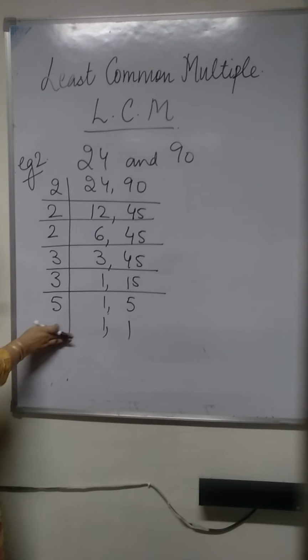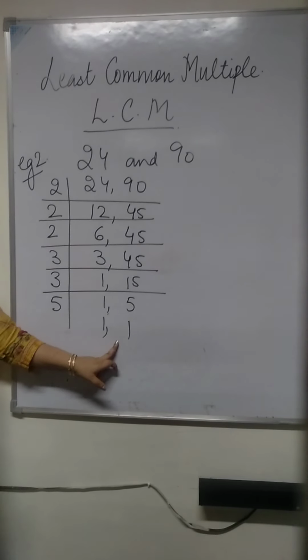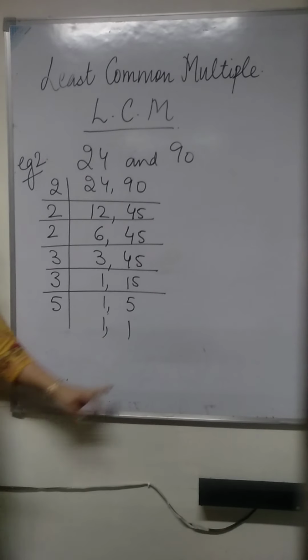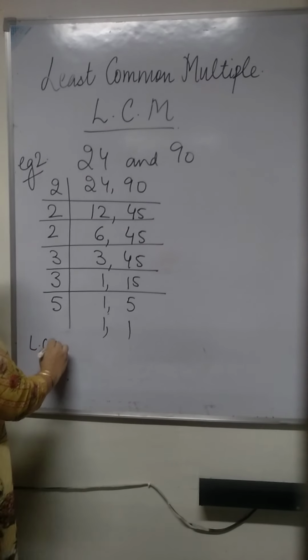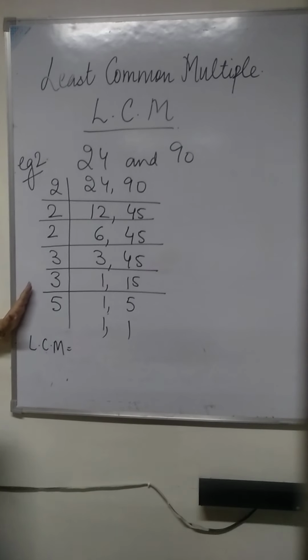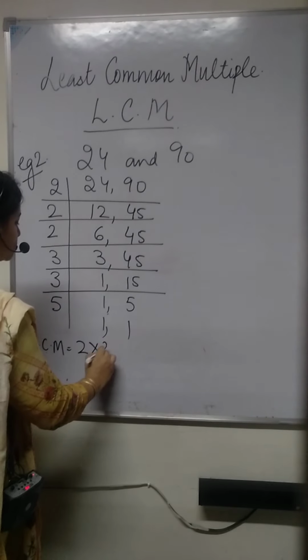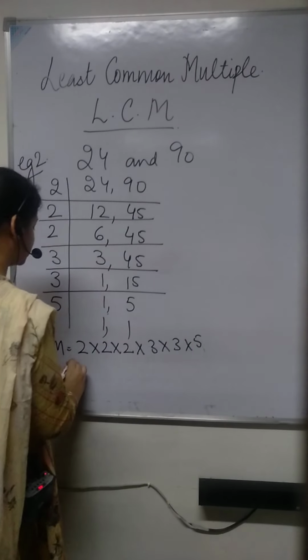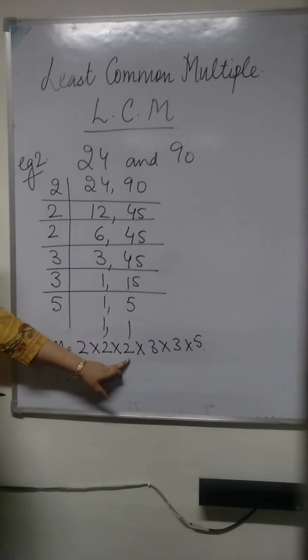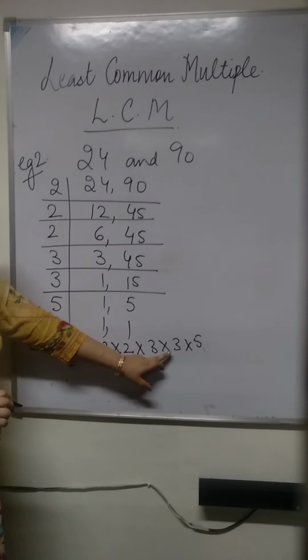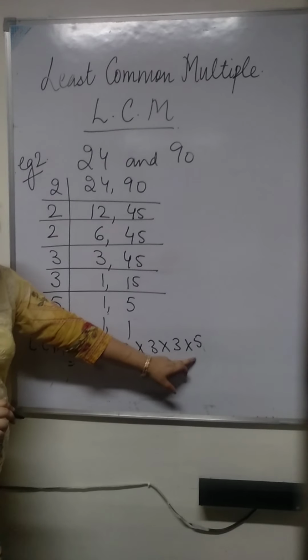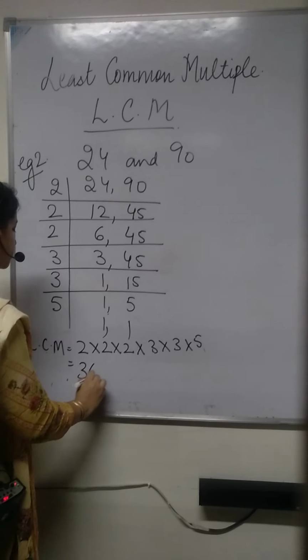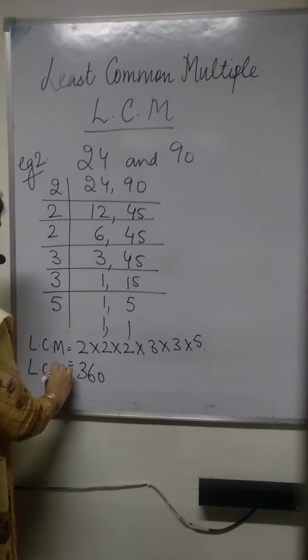Now as you can see, for both the numbers we have reached 1, 1, so we are going to stop here. So the answer for LCM will be the multiplication of all the prime factors appearing, irrespective of the number of times they are appearing. So we are going to take all the numbers together, that is 2 into 2 into 2 into 3 into 3 into 5. That is 2 2s are 4, 4 2s are 8, 8 3s are 24, 24 3s are 72 and 72 5s are 360. Therefore the answer for the LCM is 360.